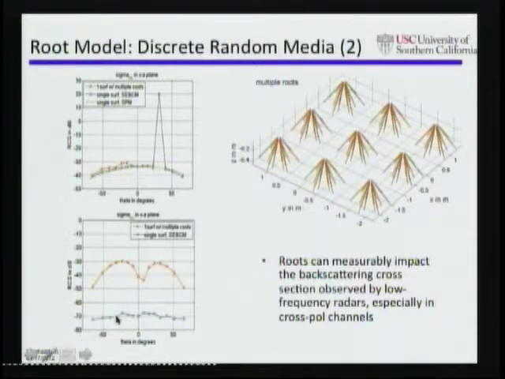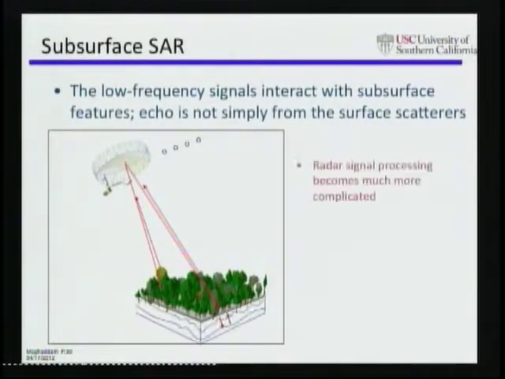The bottom picture is the cross-pole channel, where you see all of a sudden there is a huge difference. We're talking about tens of dBs of difference. Because again, these roots are random media, discrete random media, so they tend to produce a lot of cross-polarized backscatter. Okay, so that's that.